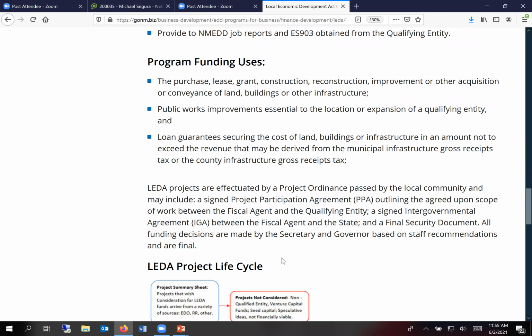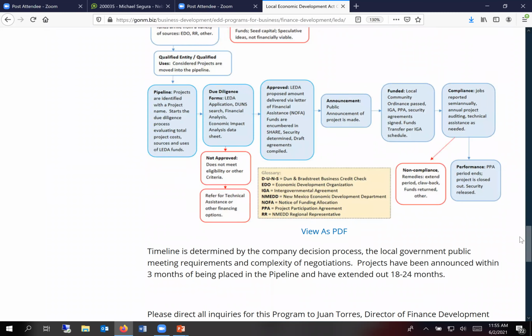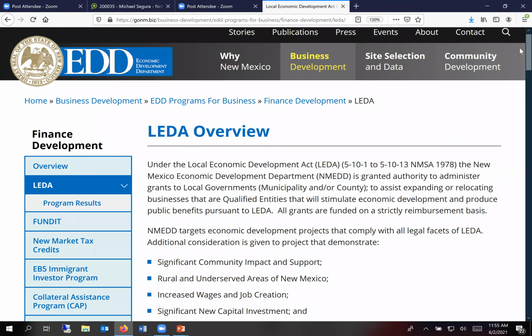The department's role is they handle all the paperwork requirements. The person responsible for this program is Juan Torres, and he is very good. He gets back to me by email quickly, and we are currently working on a project in Socorro, so we hope that comes to fruition.